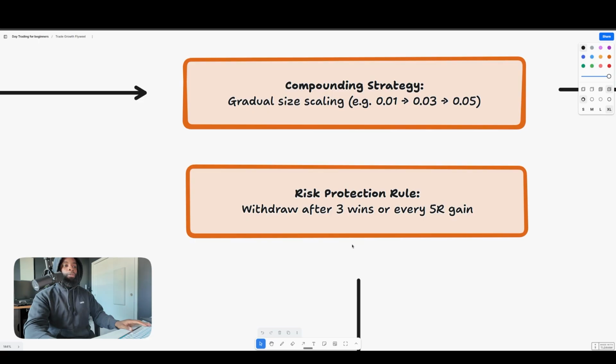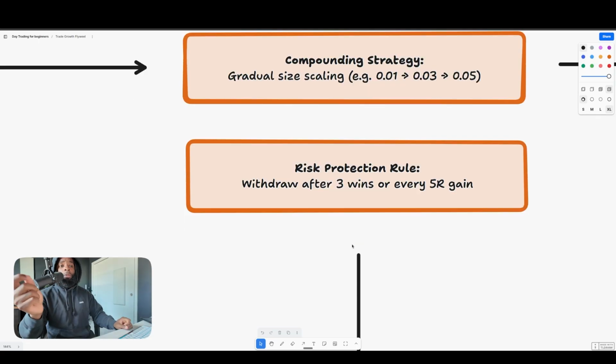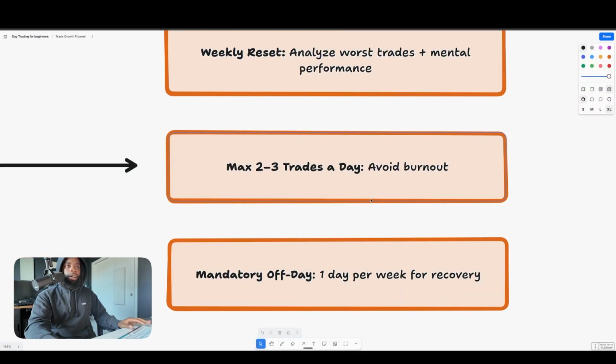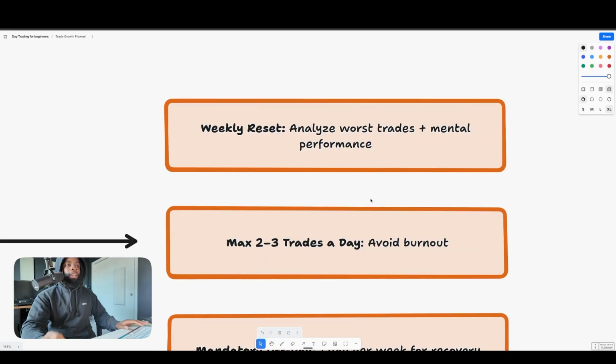Also, risk protection rule, super important. Withdraw after 3 wins or every 5-hour gain. So if you won 3 times, you can also just withdraw. So let's say you had 3 wins. Withdraw the money, guys. There's no reason to keep it in your account, because you're going to grow your account eventually. The game here is slow and steady. It's not fast paced. Otherwise, you're going to get blown out. All right. Other than that, weekly reset, analyze worst trades, mental performance.